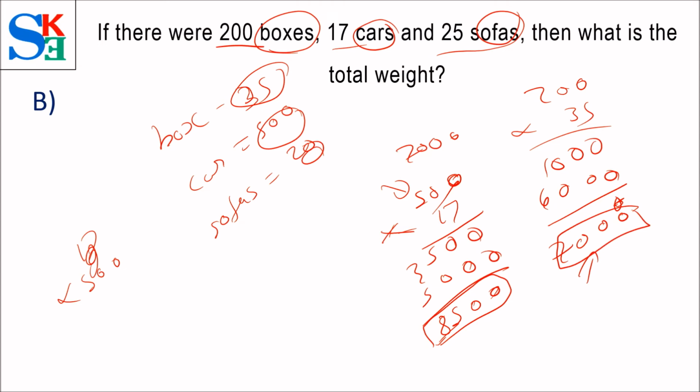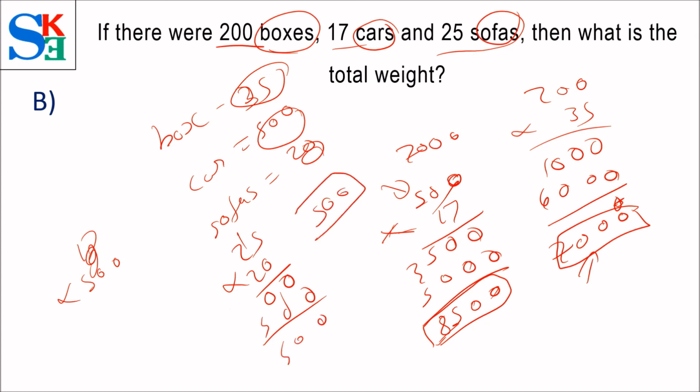And what about the sofas? Okay, so what was it? That was 25 multiplied by, what was it? 20 kilograms. So that's going to be 500. Ta-da! So 500 is my answer for the sofas.